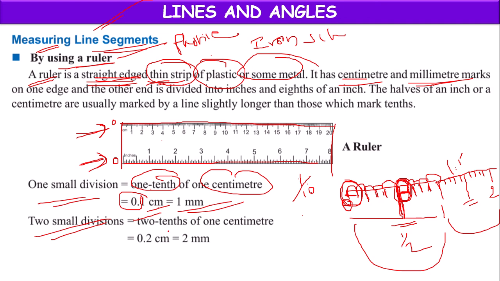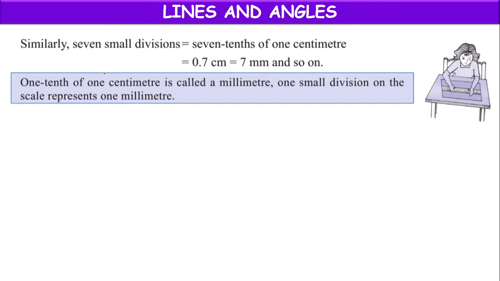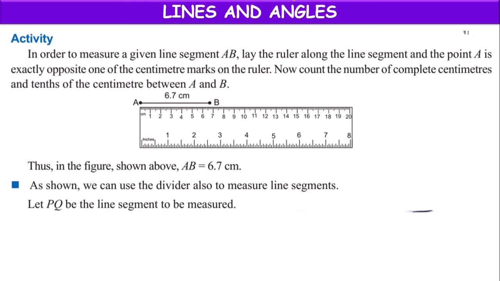Suppose two small divisions: 2/10 of 1 centimeter, 0.2 centimeter, 2 millimeter. Like that we can take the measurements. So now, by using a ruler, how do we measure a line segment? Suppose instead of 2, we have 7 small divisions. Then 7/10 of 1 centimeter equals 0.7 centimeter or 7 millimeter. Let's check that with the help of an activity.